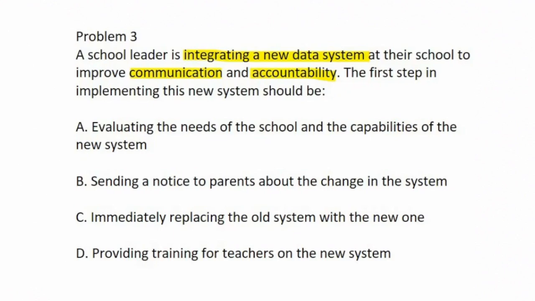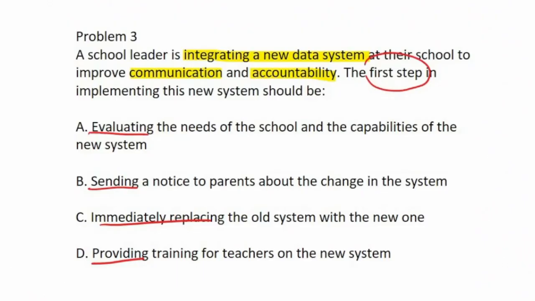Now, just like a few problems back, we have a key word choice in here, and we're looking for what is the first step. We know that they're wanting to integrate or bring in a new data system, really to help with that communication and accountability. So let's take a look at those verbs here that are being used. Letter A, we have evaluating, B is sending, C, we have an adverb, immediately replacing, and providing is D. We're looking for what's that first step that should be done.